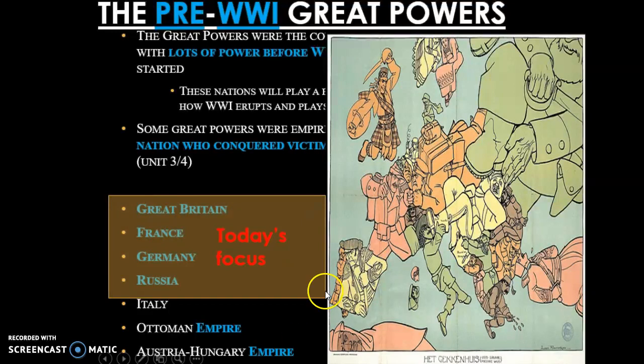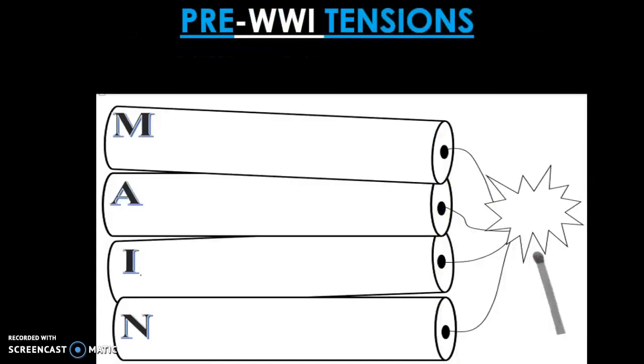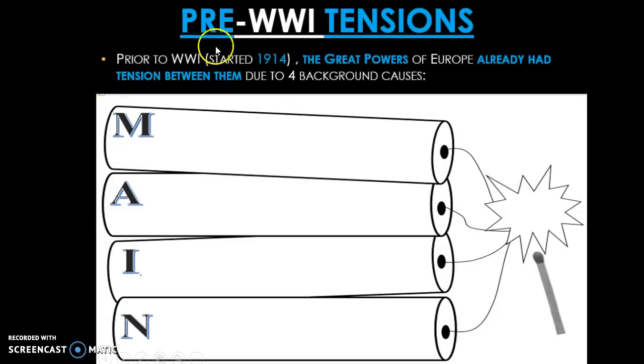Next week, we'll take a look at what Italy, the Ottomans, and Austria-Hungary were doing, and how their actions also caused World War I. So, pre-World War I tensions, this slide is a little bit of review. Make sure that you've filled out the top portion of our title as well.